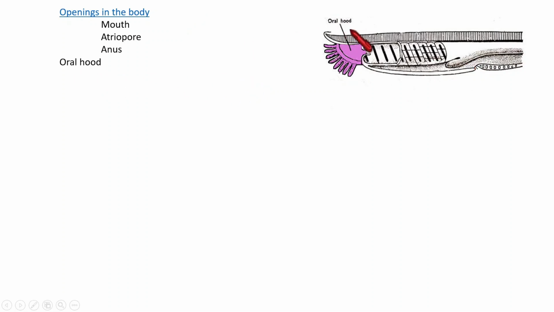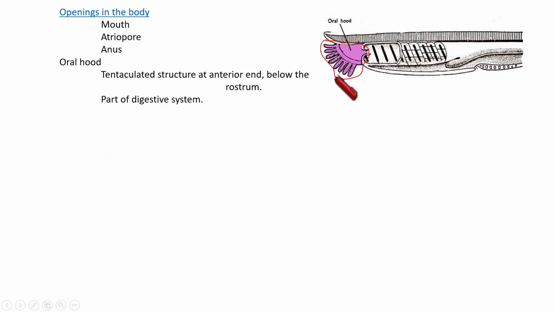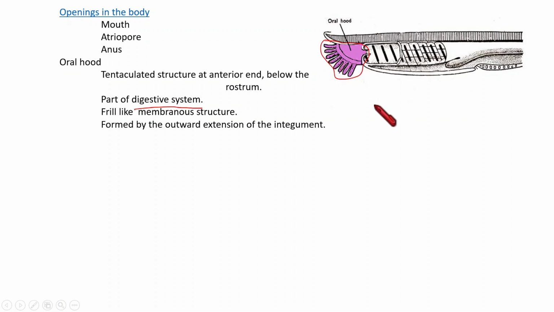And the oral hood is another structure. Oral hood is this much portion. So what is the oral hood? It is a tentacle-bearing structure at the anterior end below the rostrum. So this is the rostrum that is formed because of the extension of the notochord. Below that rostrum is present this tentaculate structure. Its name is oral hood. And this oral hood is a part of the digestive system of cephalochordates. And it has a frill-like membranous structure.